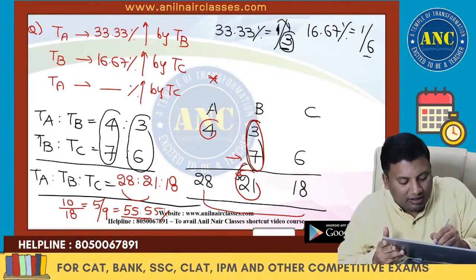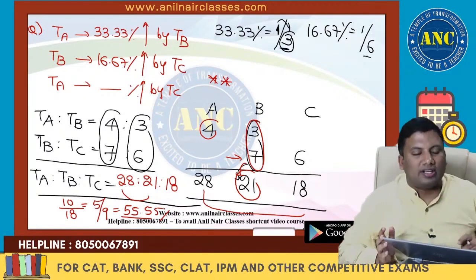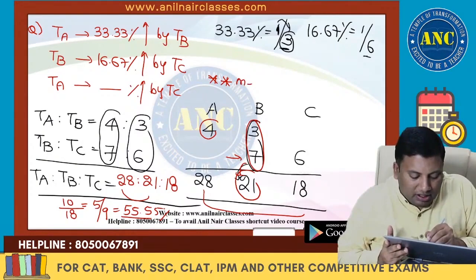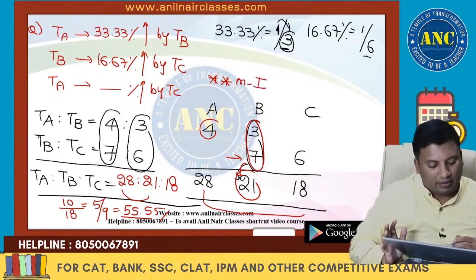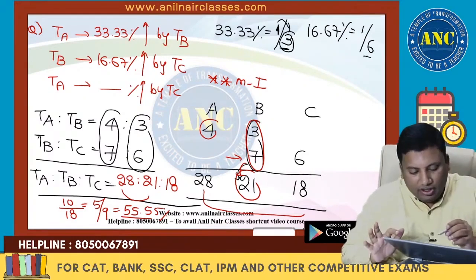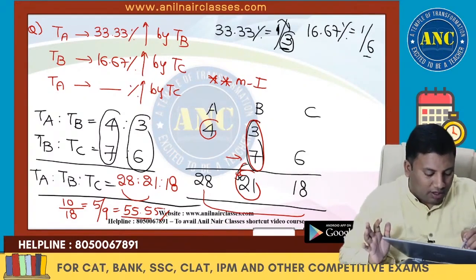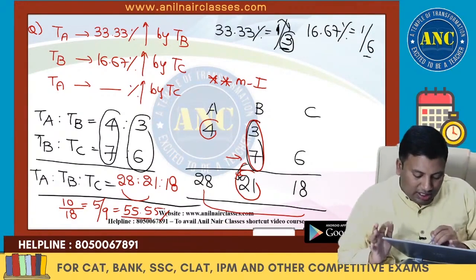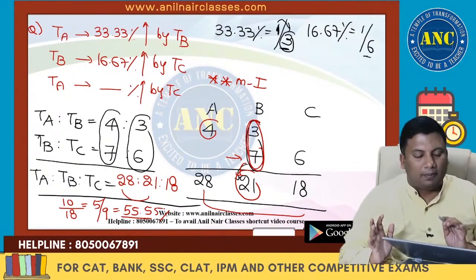This concept I will do 2 examples so that it will be clear to you. This is method 1. Method 2 also I will discuss after some time. So 1 by 3, 3 1 more, 4 is to 3; 1 by 6, 6 1 more, 7. Compound ratio: 4 is to 3, 7 is to 6. 3 7s are 21, multiply by 3, multiply by 7.